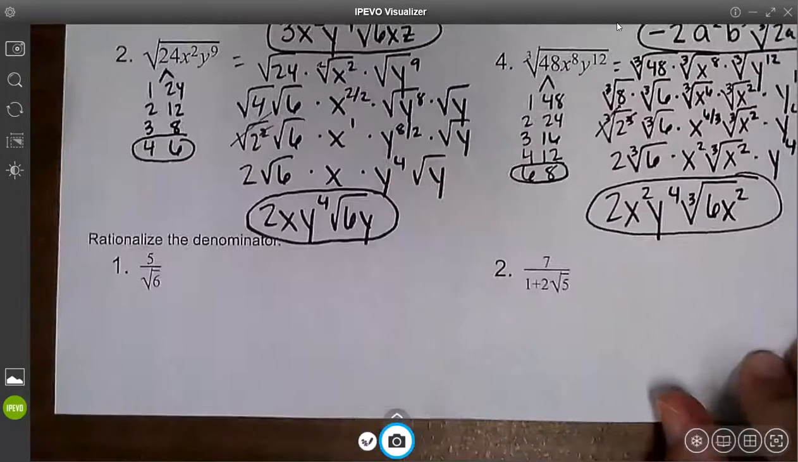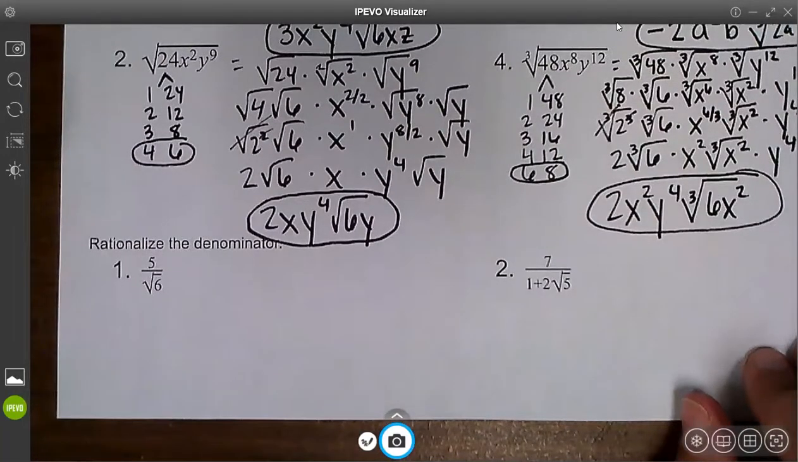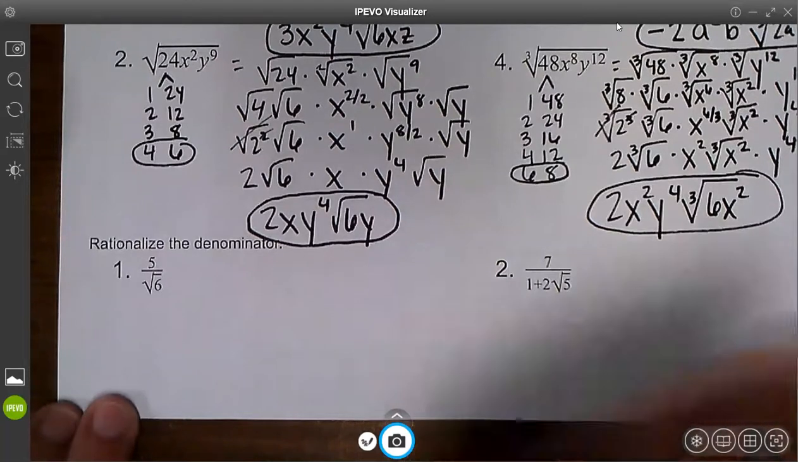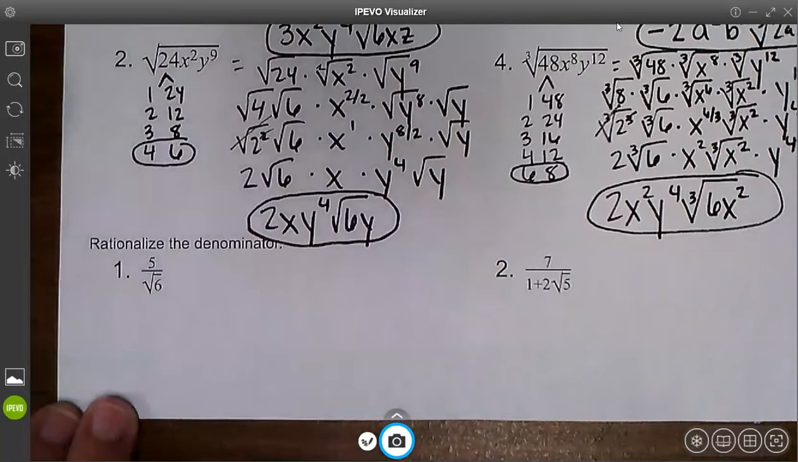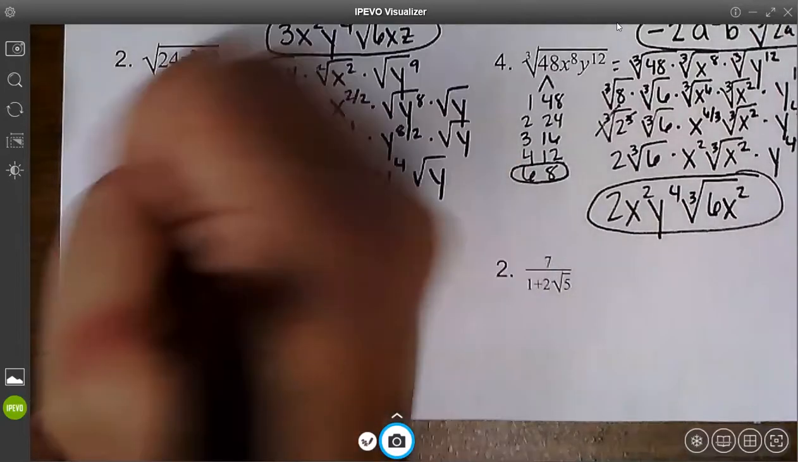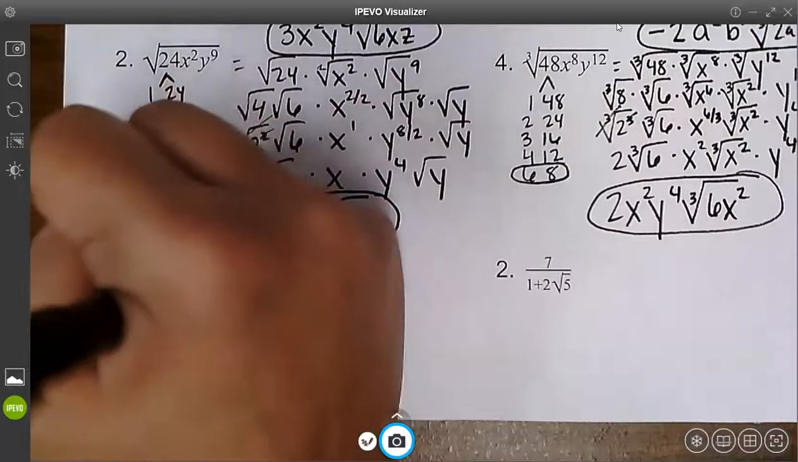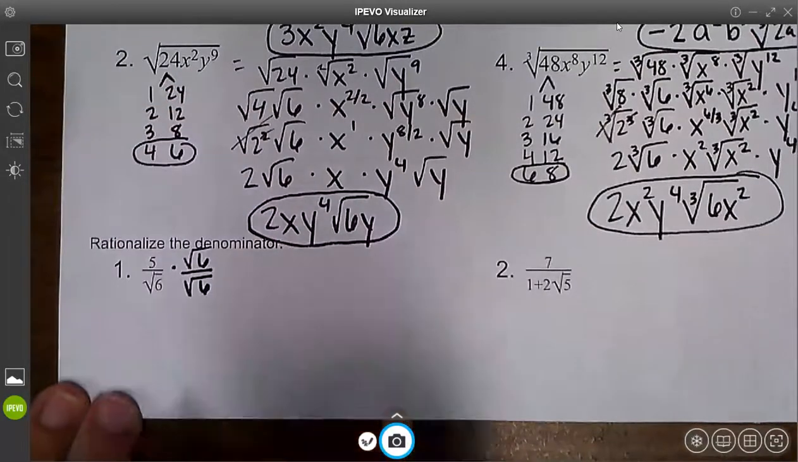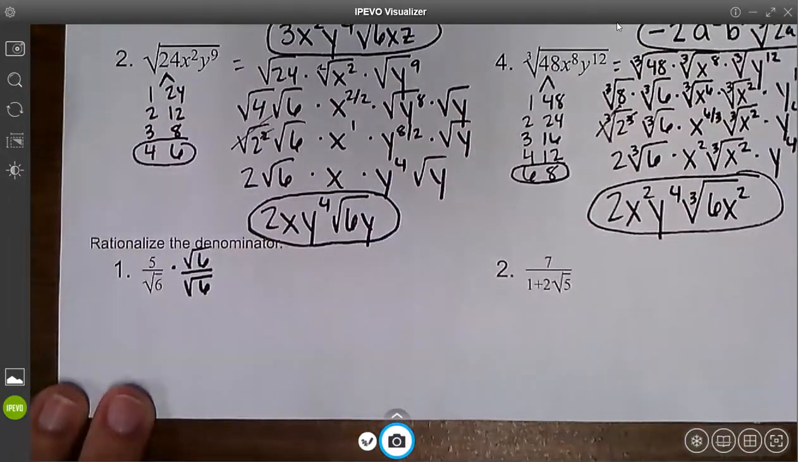Rationalizing the denominator, that means to get the square root out of the denominator. Simplest form and proper form is not having a square root in the denominator. We're only going to work with square roots on this one. So to undo the square root, you have to square it. So what I'm going to do to square it is multiply both the top and the bottom by the square root of 6. Whatever you do to the bottom, you have to do to the top.